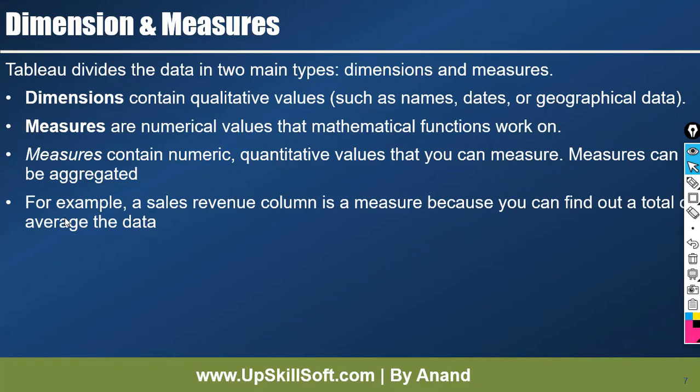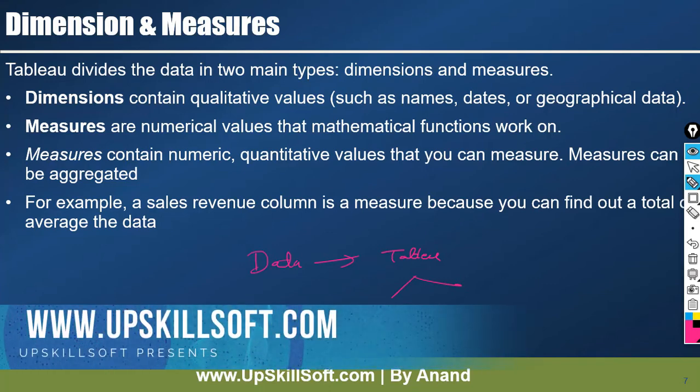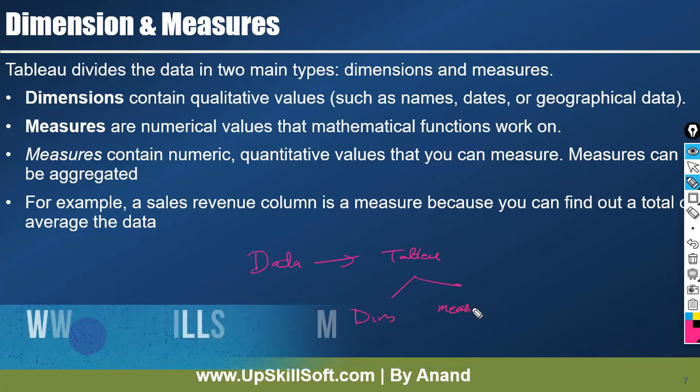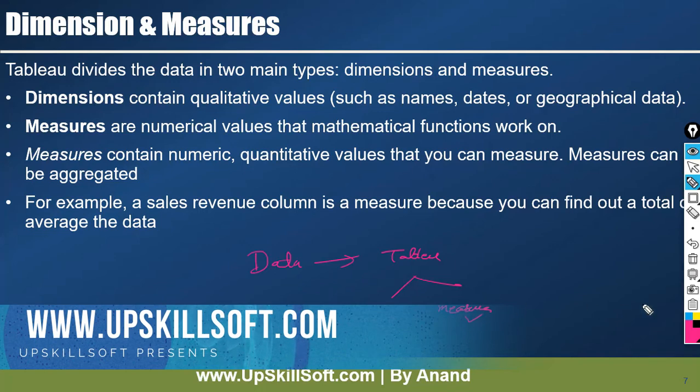Then what is a measure? Measures are numerical values which help you to measure something, quantifying the values, quantity values. So those are the measures like age, salary, profit, discount, number of orders. Those are all the measuring factors. So this is what we understood about how Tableau connects to the data. Tableau uses the data, and that data has been split into two things: dimensions and measures. And we understood what dimensions and measures are.